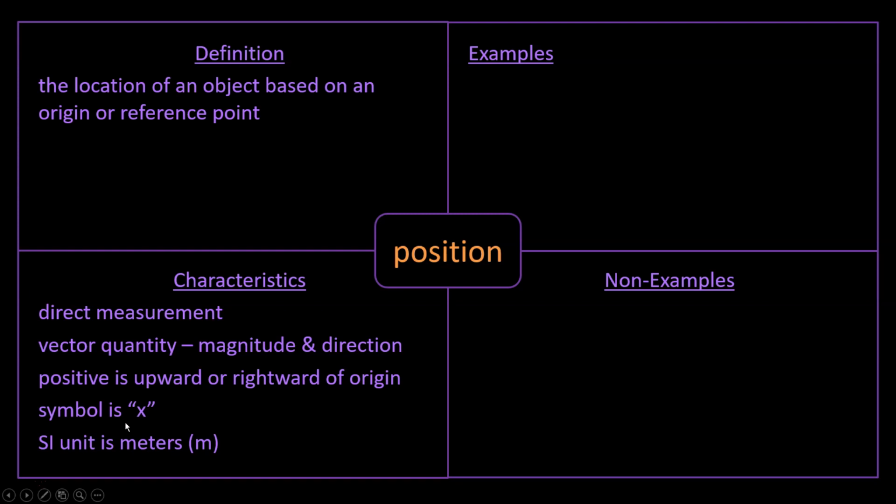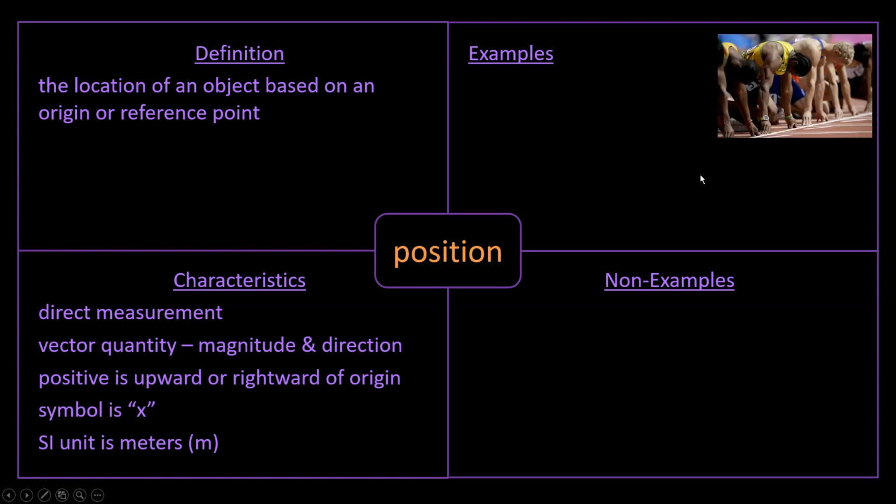The symbol we use for position is lowercase x, and the SI units, the System International units, are meters, which we abbreviate with lowercase m. Some examples of position: the sprinter's position at the starting line is x equals 0 meters. That means that they're right on the origin.